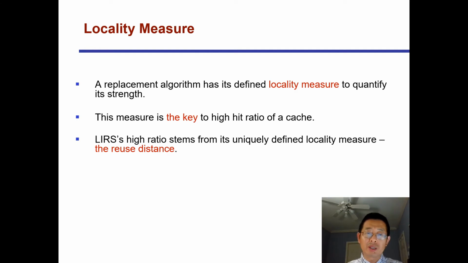Obviously, we would like to identify blocks of strong locality for caching and replace blocks of weak locality quickly out of the cache. Therefore, every replacement algorithm has its defined locality measure to quantify its strength. How this locality measure is defined is key to a high hit ratio. LIRS's high hit ratio is attributed to its uniquely defined locality measure, the reuse distance, which I will discuss further.